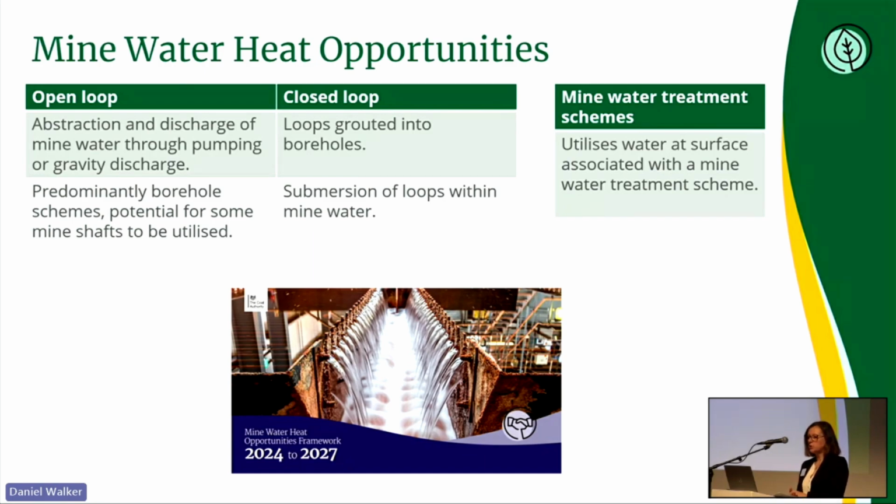In terms of mine water heat opportunities, we've looked at open loop and closed loop options. When we're looking at open loop, we're generally thinking about a doublet system where there'll be some form of abstraction and some form of discharge of the water. And when we're looking at closed loop, we're generally looking at loops that might be grouted into a borehole or submerged into workings or potentially within a mine shaft. We also have surface water schemes, which we call waste heat schemes, which are associated with mine water treatment schemes. And you had a presentation yesterday from Stuart to talk a little bit more about that.